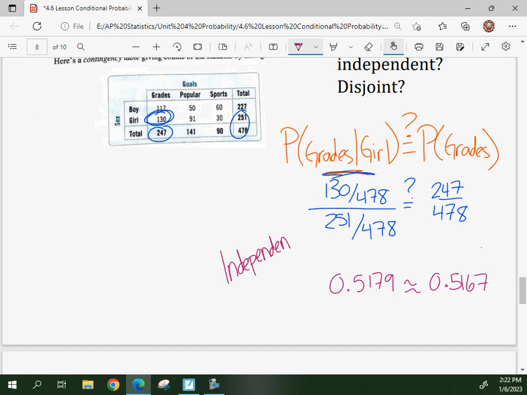And so what that means for us is, based on our information, based on this group of students, gender and grades being most important are independent. That means one is not influencing the other. The probability is not changing when we just look at girls. So the probability of grades being the most important thing is almost exactly the same for the whole group as it is when we set the condition that our student is a girl.